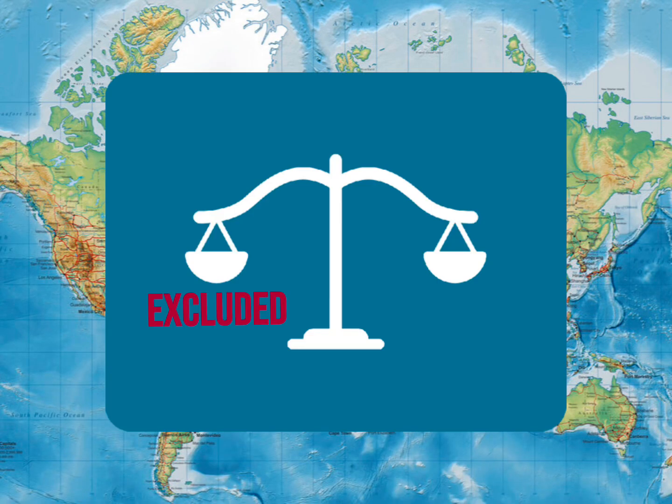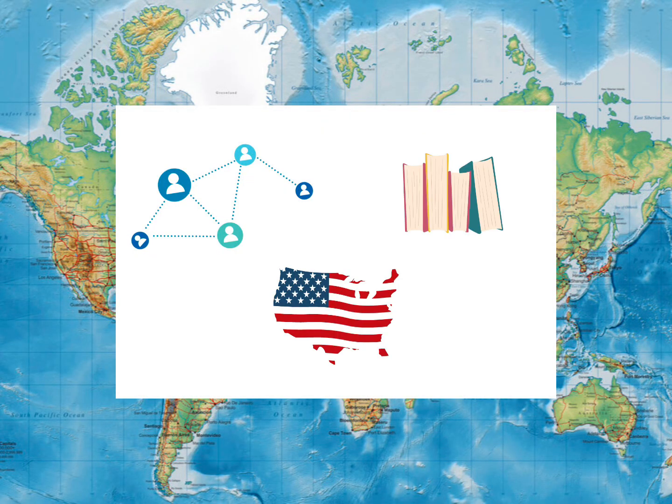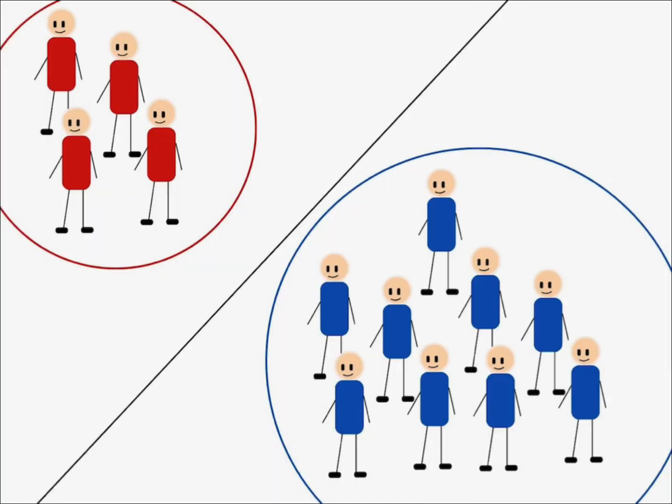What is excluded from the map matters just as much as what is included. Communities, borders, and histories can disappear simply by not being shown. Unfortunately, this often afflicts informal settlements and marginalized communities.